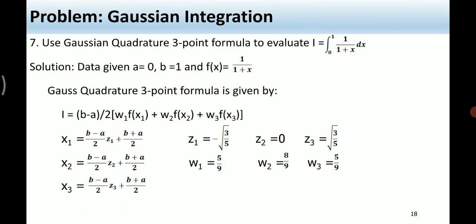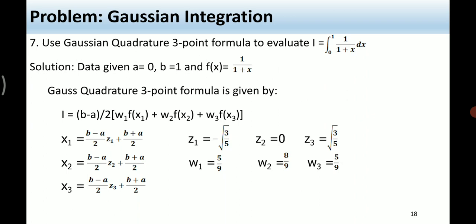So next we'll see a problem on Gaussian quadrature 3-point formula to evaluate I is equal to integral of 1 by 1 plus x dx. So here the limits are 0 and 1. So in the data given, your a is equal to 0 and b is equal to 1, and then your f of x is equal to 1 by 1 plus x.